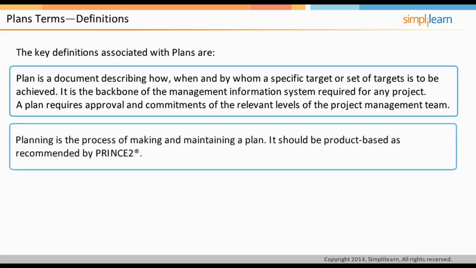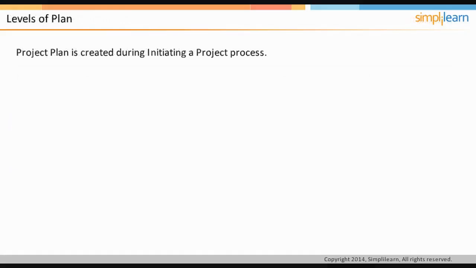Planning is the process of making and maintaining a plan, and it is crucial regardless of the type or size of the project. Without effective planning, the result of complex projects cannot be predicted in terms of scope, quality, risk, timescale, cost, and benefits. It is, therefore, essential to allocate sufficient time for the planning stage. PRINCE2 requires a product-based approach to planning. Let us look at the levels of plan in the next screen.